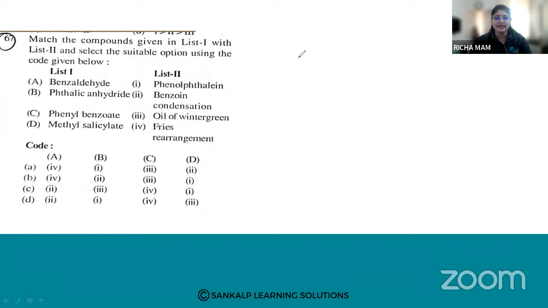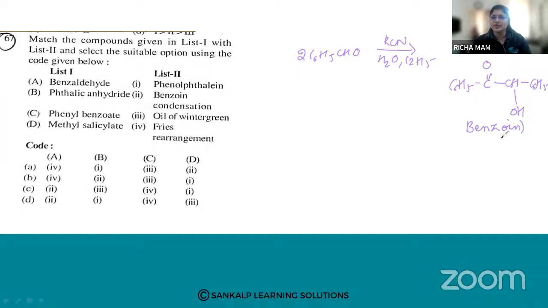So if I have benzaldehyde, that is 2C6H5CHO, and I treat it with KCN in the presence of H2O and ethyl alcohol, what will I get? I'll get C6H5 C double bond O, then CH, C6H5, OH. So this is a benzoin. This is a benzoin condensation.